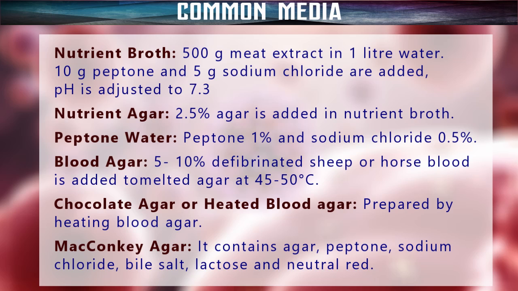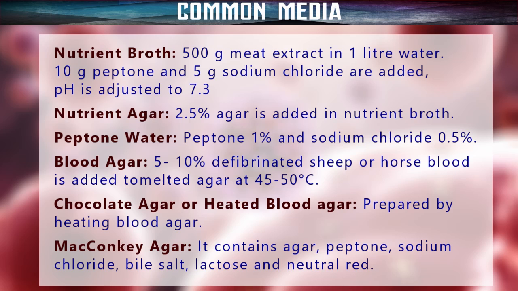Types of change: beta hemolysis. The colony is surrounded by a clear zone of complete hemolysis. Example: Streptococcus pyogenes is a beta hemolytic streptococcus. Next is alpha hemolysis. The colony is surrounded by a zone of greenish discoloration due to formation of biliverdin. Example: Viridans streptococci. Next is gamma hemolysis, where no hemolysis is seen and there is no change in the medium surrounding the colony.